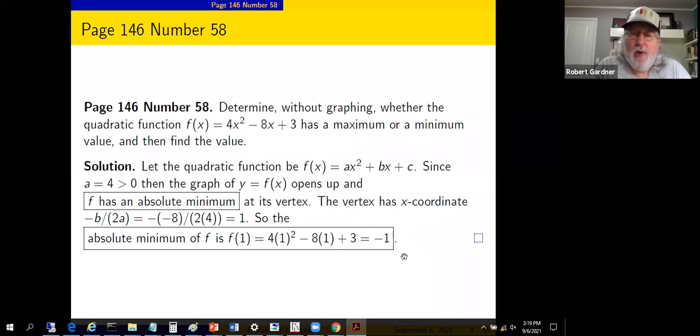So we can accomplish all this stuff here really without a graph because we know opening upwards and opening downwards information, and we know where the max or min will occur. It'll occur at the vertex. So we just need to find the y coordinate of the vertex.